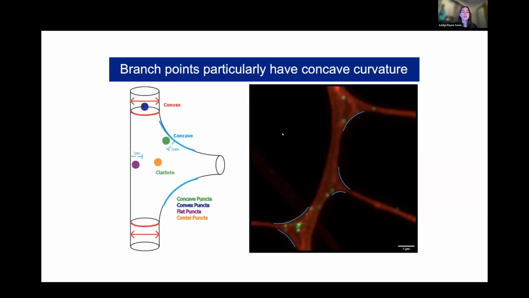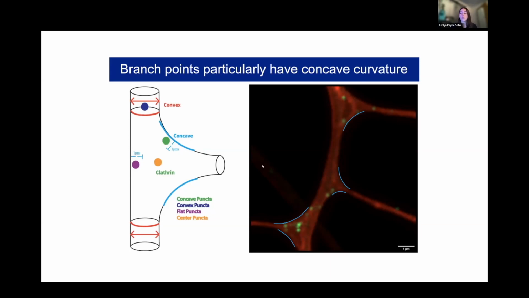And so we can see here to the left a 3D picture of what the typical branch point looks like. The most notable features are the blue concave curvature regions and the red convex curvature regions. There are also the center regions and the flat edge regions. And looking over to the actual dendrite, the curvatures are highlighted in blue as well.